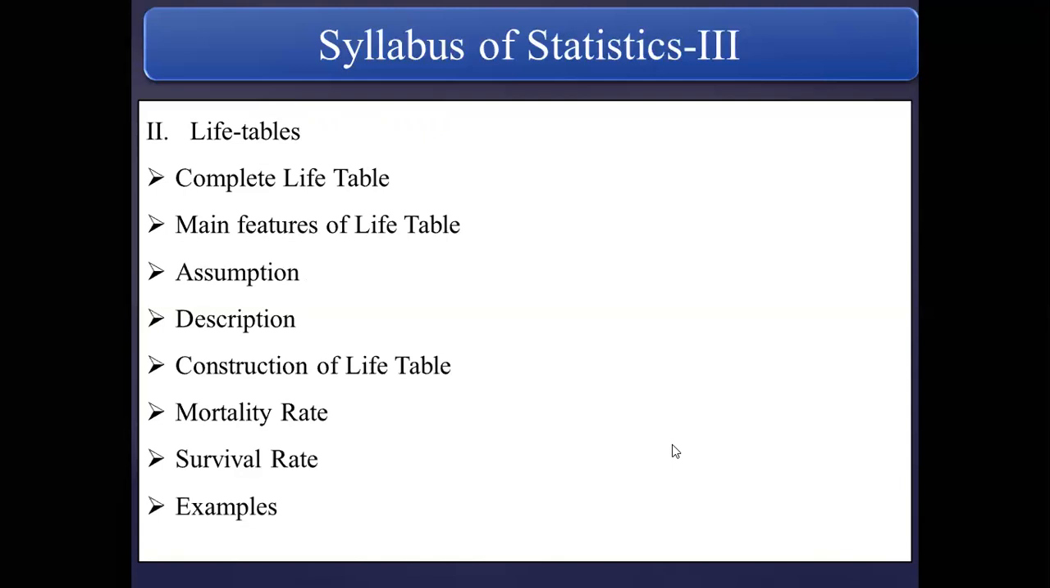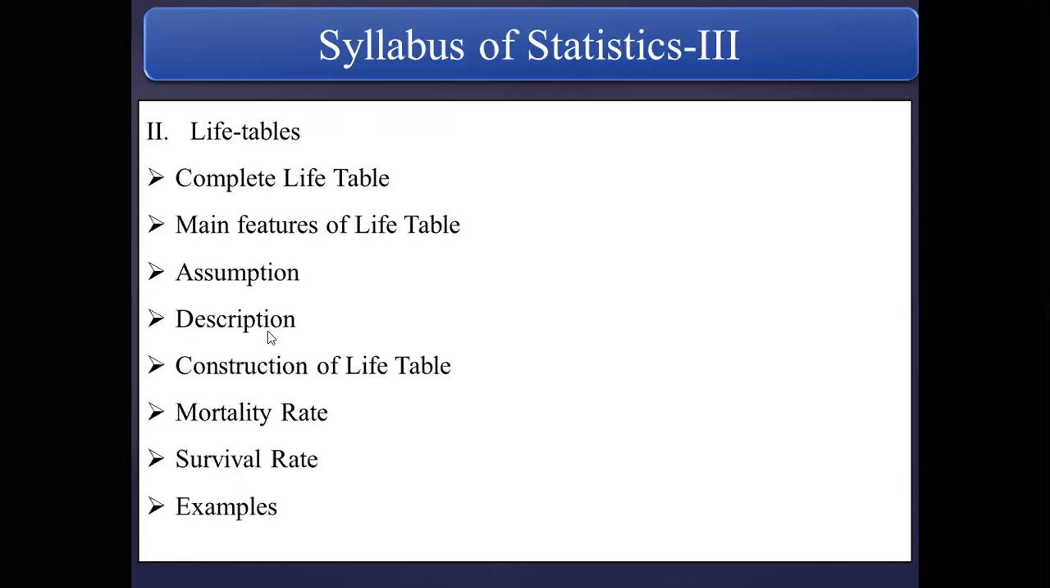Then we will see the main features of the life table. What are the bases of the life table? Why is it actually useful? Then we will see the assumptions of the life table. Without assumptions we cannot construct a life table. So what are the assumptions that we have to follow in this life table chapter? That part we will discuss. Then after that, the description, that means the meaning of x, l, capital T, etc. We will discuss that also in this part.